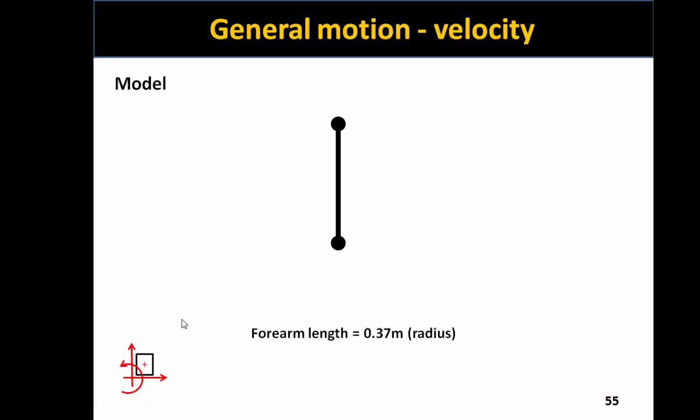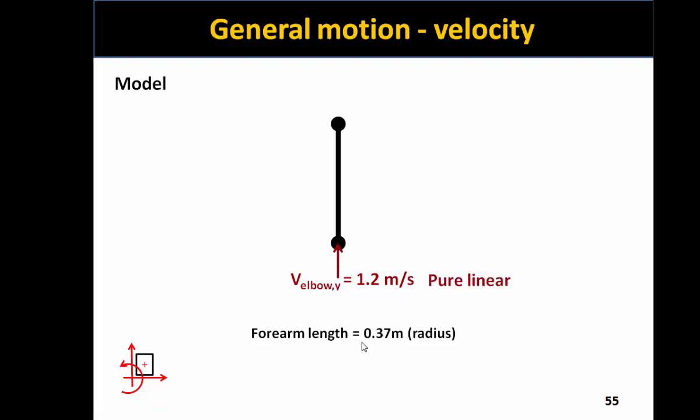We know the forearm length. This is going to be a given. It's 0.37 meters, and that represents the radius of the forearm. Remember, what we will have here is a rotation about the elbow eventually, so we do need to know that length of the forearm to compute the kinematics.